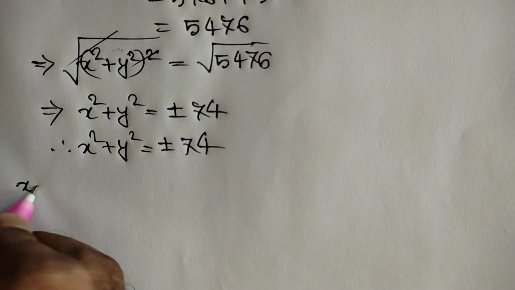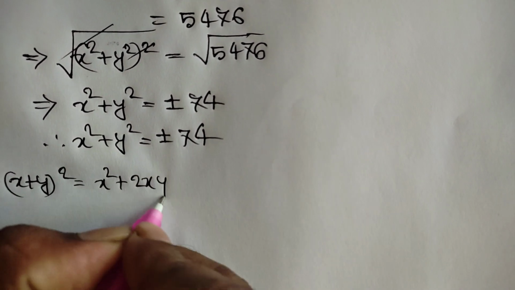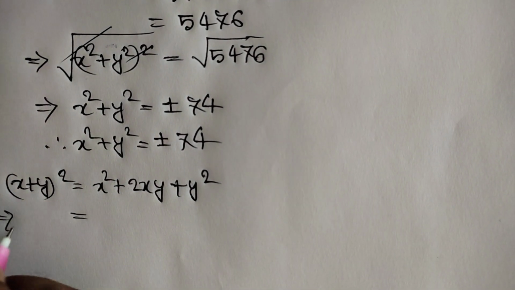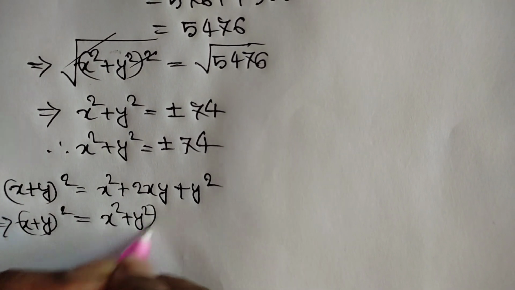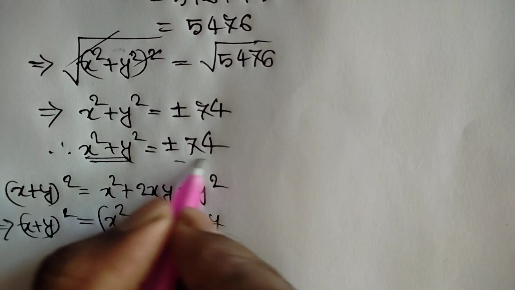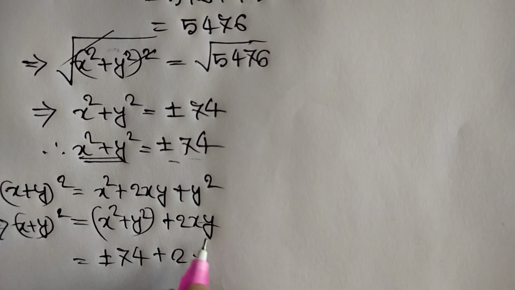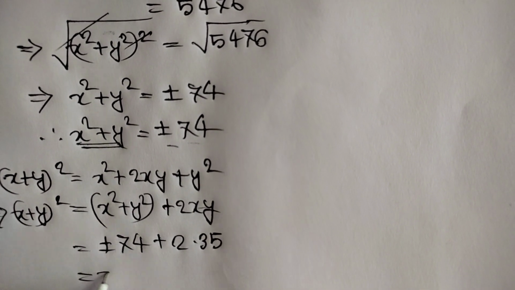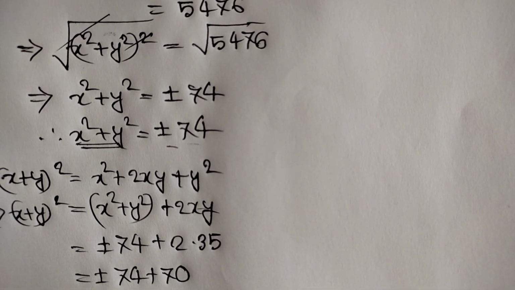Now we know x plus y whole square is equal to x square plus twice xy plus y square. Or x plus y whole square is equal to, rearranging it, x square plus y square plus twice xy, where x square plus y square is equal to plus or minus 74. So we can write plus or minus 74 plus 2 times xy, that means 35, from equation number 2, is equal to plus or minus 74 plus 70.